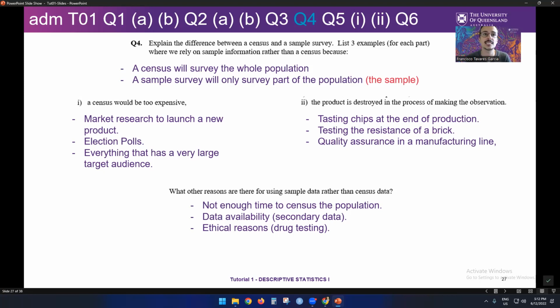Election polls. Sometimes you just need things daily. You can't ask everybody in the country for election polls. And basically, I put it as a general thing, like everything that has a very specific target audience.